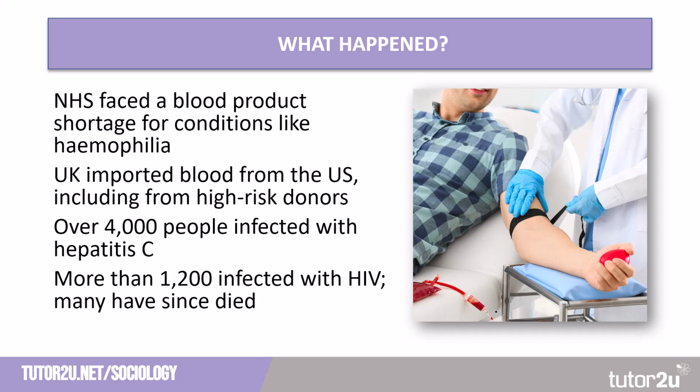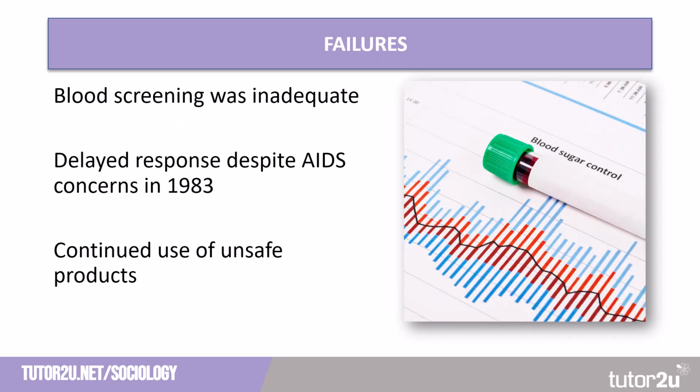The consequences were catastrophic. Over 4,000 haemophiliacs and other patients were infected with hepatitis C, and more than 1,200 were infected with HIV. Many of these individuals have since died as a result of these infections. Despite growing evidence of the risks, government agencies failed to act decisively to protect the public, continuing to use contaminated products and failing to inform patients about the risks that they faced.